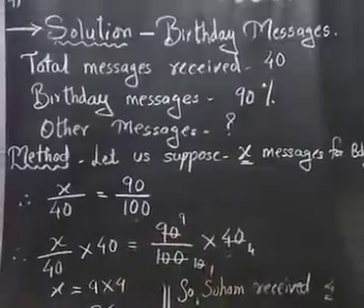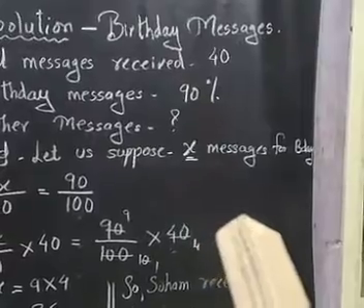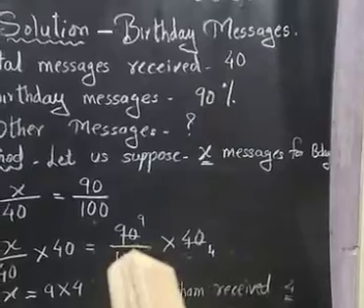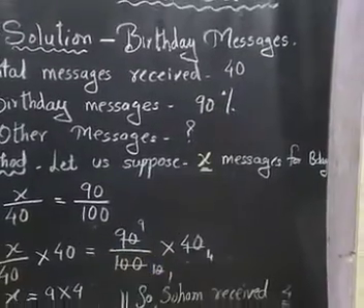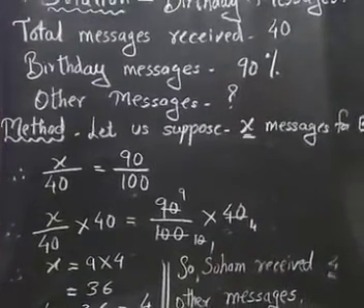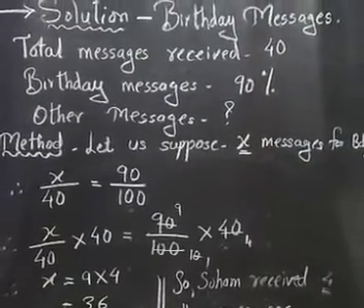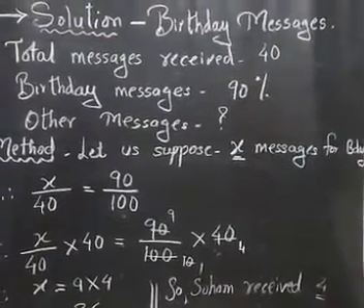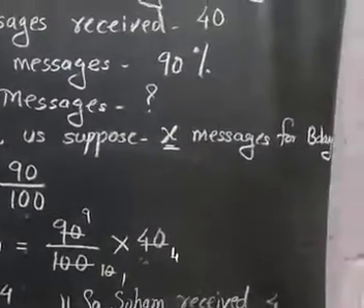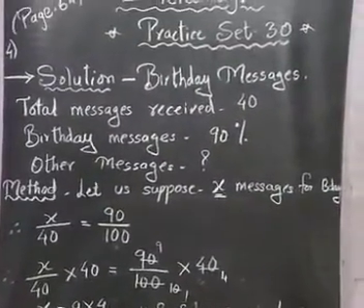So what remains here? This 40 gets cancelled, so x remains, and on the right hand side 10 4s are 40, 10 10s are 100. Again 10 1s are 10 and 10 9s are 90, and what remains? 9 into 4. So 9 into 4 is 36. So he got birthday messages 36. So out of 40, if 36 are birthday messages, then 40 minus 36 is equal to 4. So Soham has received 4 other messages. Okay, this is example number 4.